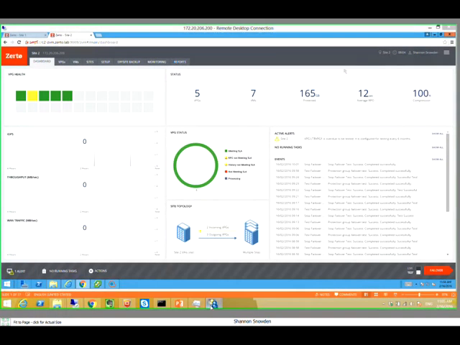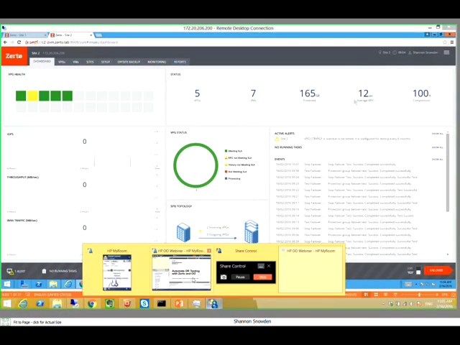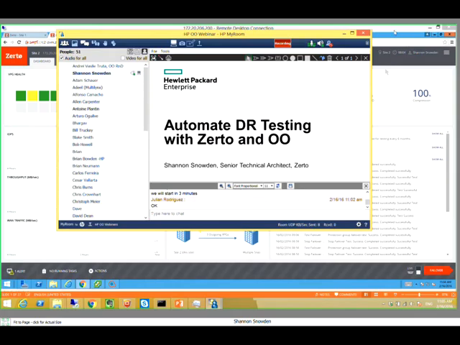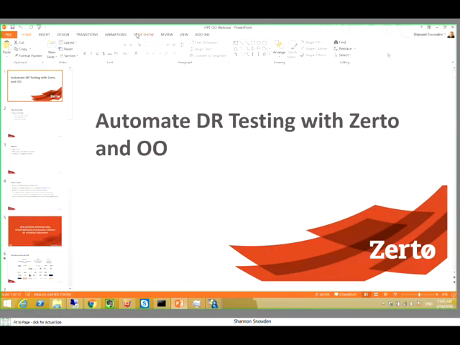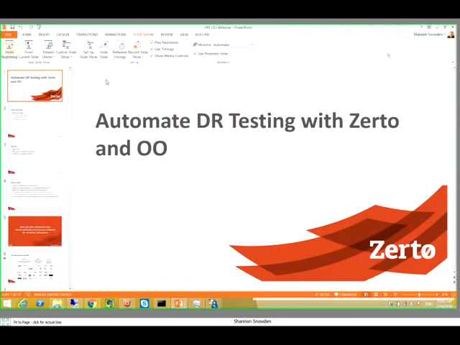Hopefully everyone's seeing my screen now, and let me know if you can. I can certainly see. Good. Great. So I'm going to switch to the slides.